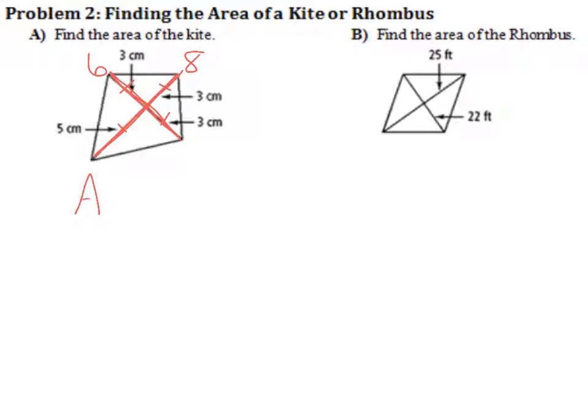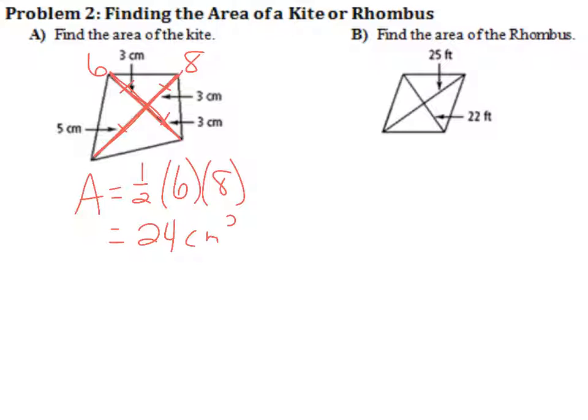So my area will be 1/2 of the product of my two diagonals. So 1/2 times 6 times 8. If I multiply those together, I'm going to get 24 square centimeters.